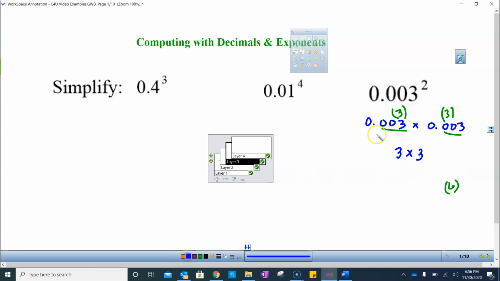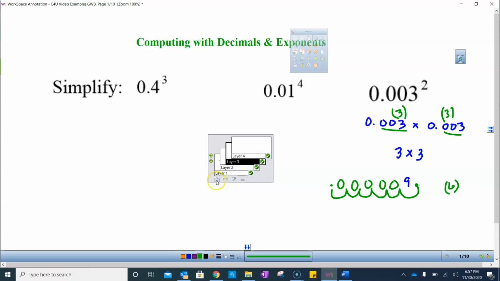So now I do my 3 times 3 as if there's no decimal. I get 9, and now I swoop it. 6 places, so I have 6 places to move it. 1, 2, 3, 4, 5, and 6. And now I have to fill those holes with zeros. 1, 2, 3, 4, 5 zeros. And so this is tenths, hundredths, thousandths, 10,000s, 100,000s, millions. So 0.003 to the 2nd power is 9 millionths. Again, very teeny tiny amount.